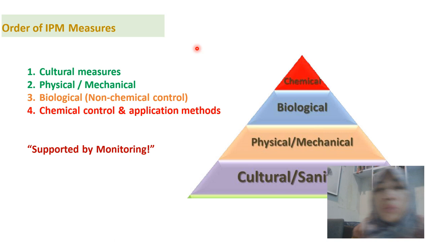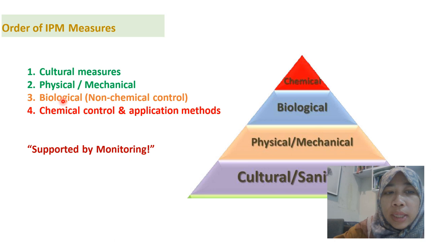Another control is biological, using predators and parasitoids. A predator is an insect that hunts and preys on other animals, and a parasitoid lives inside or in other insects. We will study them later in the next meeting.